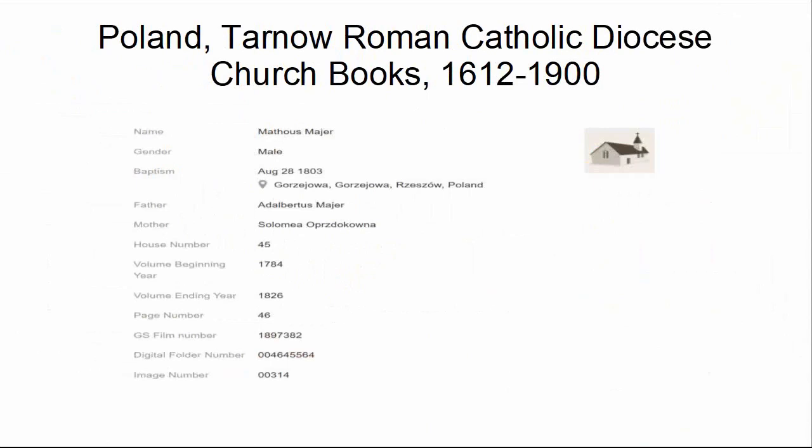It contains almost 3 million entries from church books from different parishes in the Tarnów diocese. According to the description, the records may come from the years 1612 to 1900, but in fact, the oldest are from the last decades of the 18th century, and the newest are from the first decades of the 20th century.